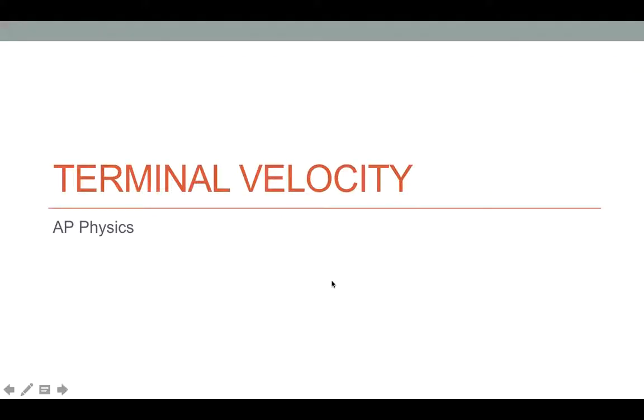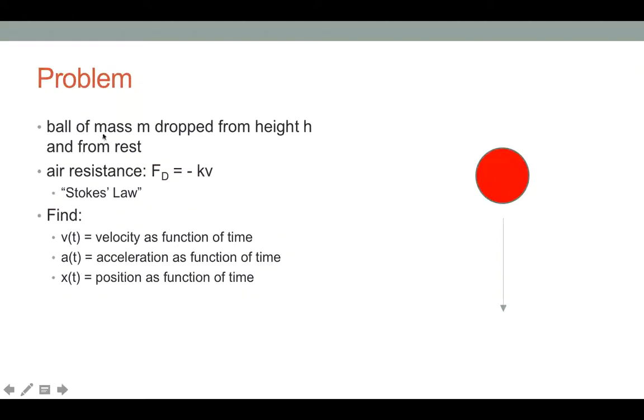In this video, we're going to look at how terminal velocity arises from air resistance. The problem we're going to consider is dropping a ball from a certain height h, and we're going to drop it from rest. And it'll be subjected to air resistance following Stokes' law. And we're going to calculate the velocity, acceleration, position as functions of time.